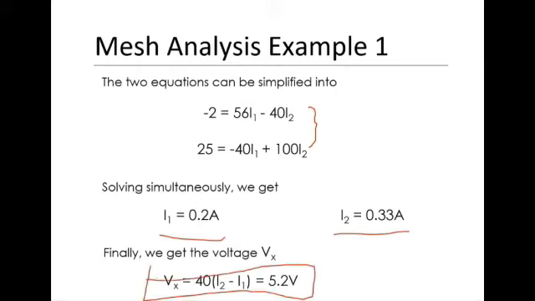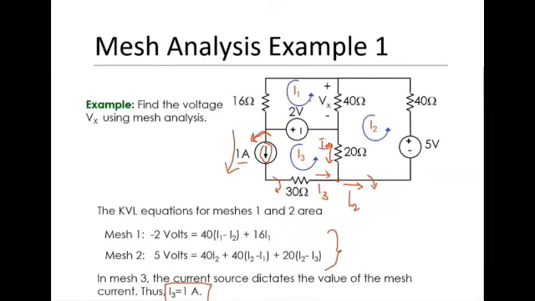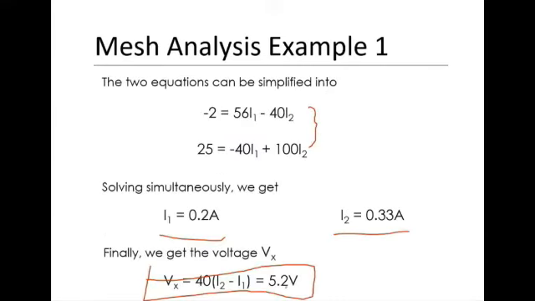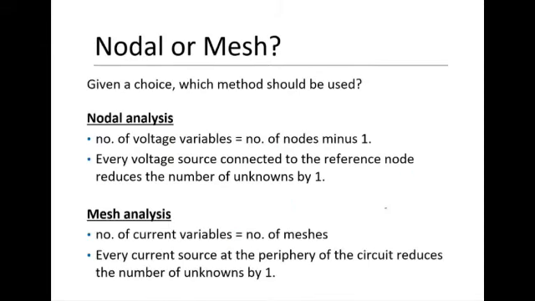And finally, we get the voltage Vx here. Remember, Vx is this. Therefore, the current flowing through Vx is this current right here, which is equal to I2 minus I1. The voltage is just defined by Ohm's law, and the voltage Vx is calculated as such, and you get 5.2 volts. All right. So given a choice, what would you use? It depends. There is a complexity in setting up the equation.